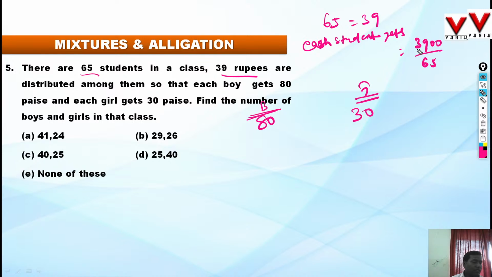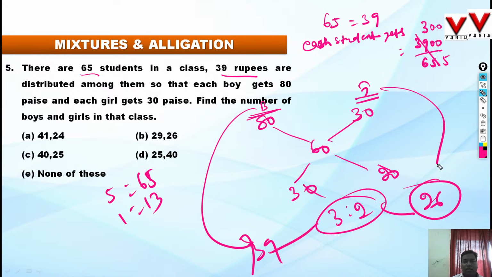Clear? That means 5 is equal to 65. 1 is equal to 13. 3 is equal to 39. 2 is equal to 26. Okay. Find the number of boys, 39. Find the number of girls, 26. 39 and 26. Option E is our correct answer. Clear?